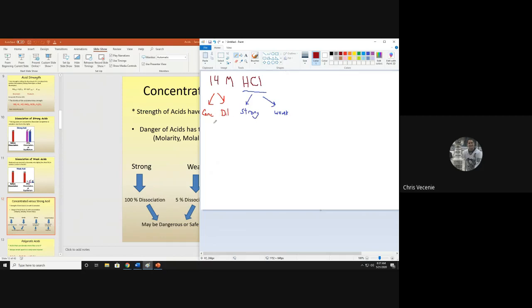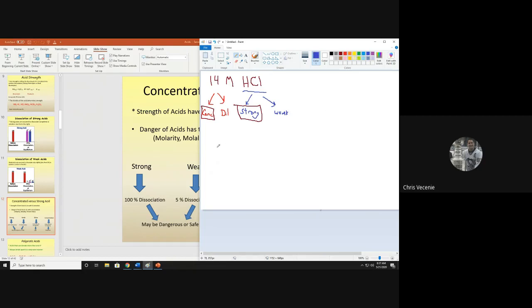So as we look at this first one, 14 molar, that is a high molarity, all right? And generally we think anything above 1 is pretty strong in terms of potency. All right, so 14 molar would be concentrated. HCl is on our list of 6, so it is strong. So this is strong because it's HCl, and it's dangerous because it's 14 molar.